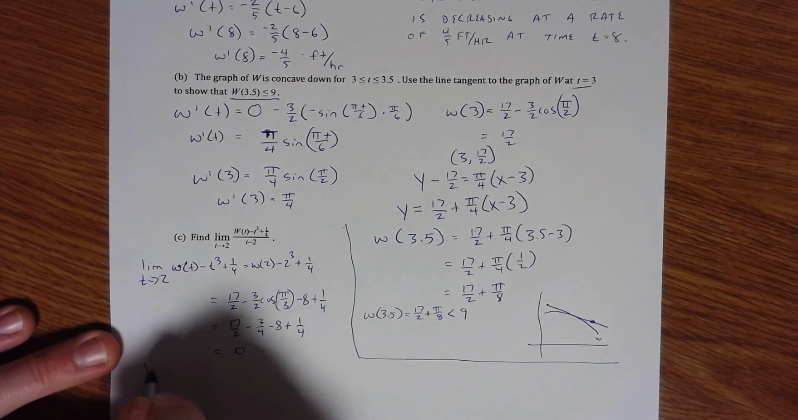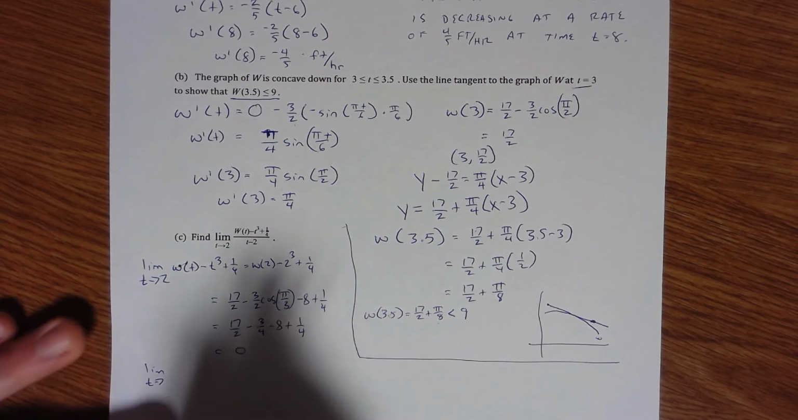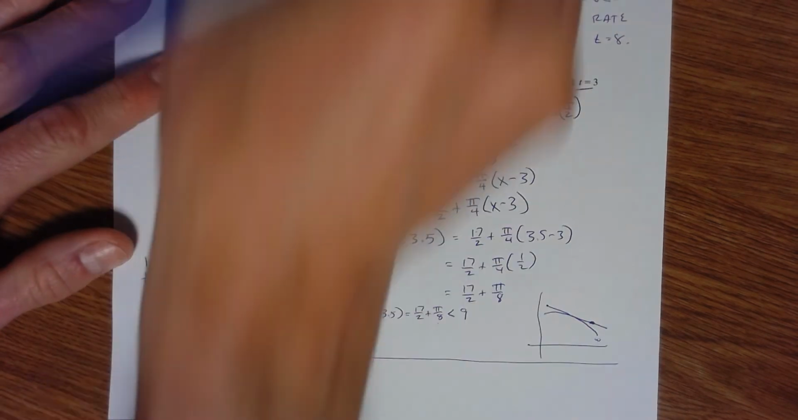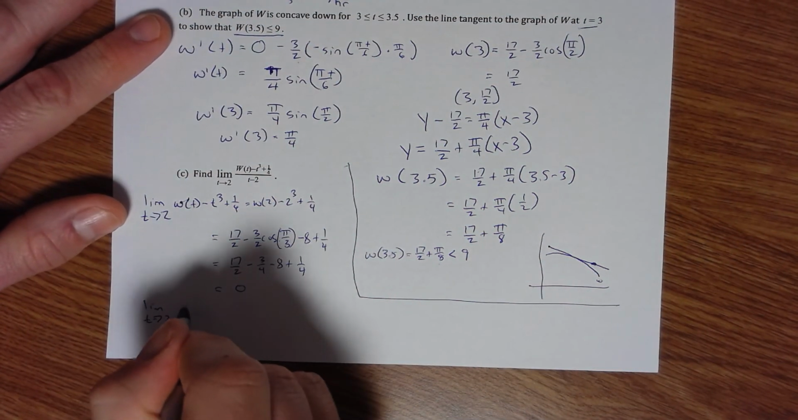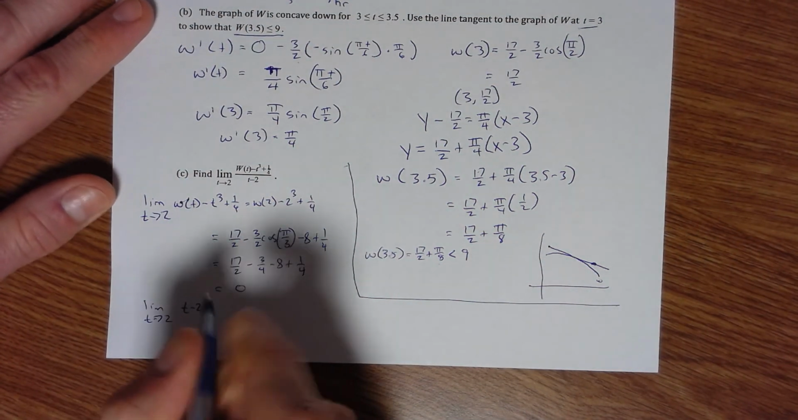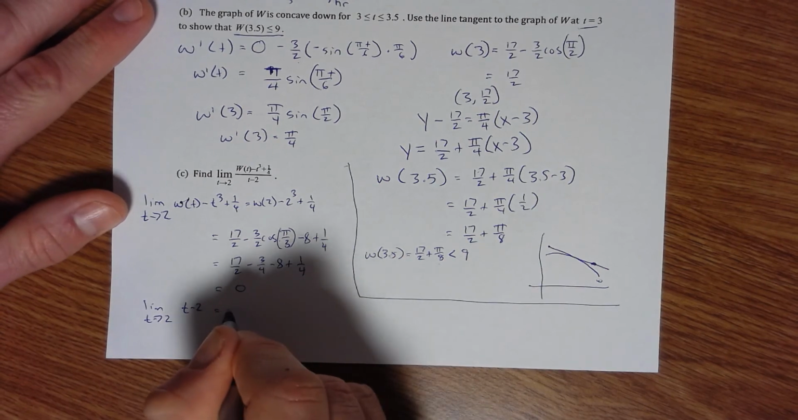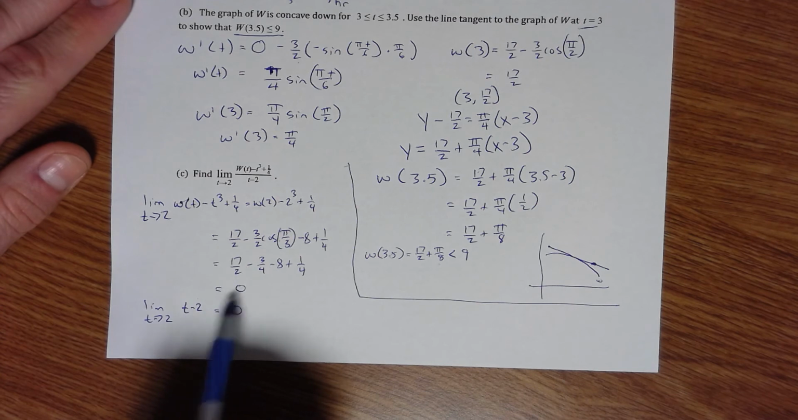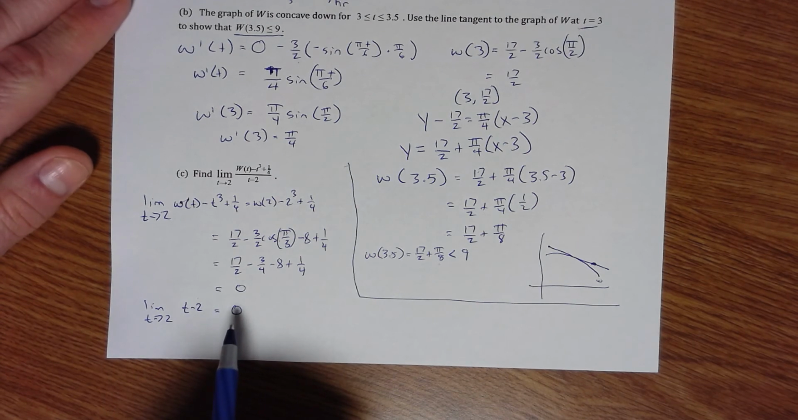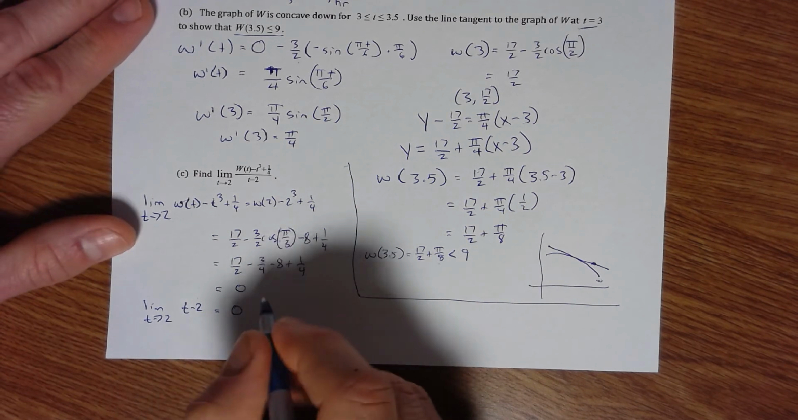Okay, and then we have to take a look at the limit as t approaches 2 of the denominator. Using direct substitution, 2 minus 2 is 0. So since the limit of the numerator is 0 and the limit of the denominator is 0, we can use L'Hopital's rule here.